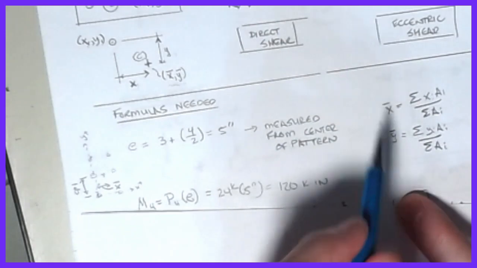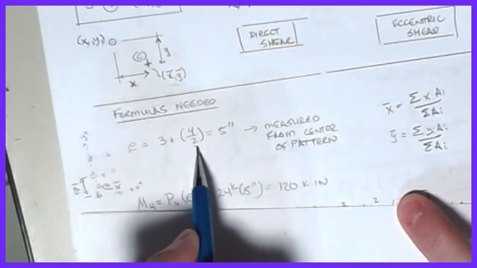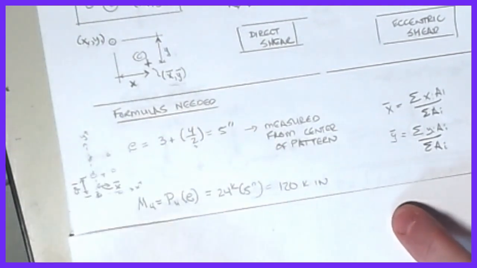Once I've got x bar and y bar figured out and I know what my E is, because I do need E to get this, that has to do with that x bar, then I can calculate what that second piece of the puzzle was.